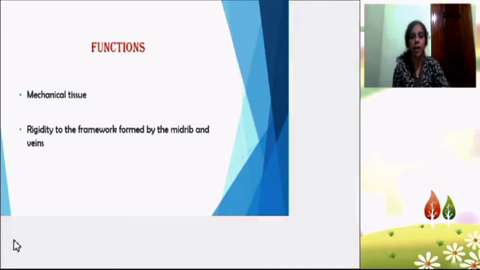Functions of collenchyma. Since it gives mechanical support to the plants, it is called a mechanical tissue. It also gives rigidity to the plants and it forms a framework for the leaves, because these collenchyma cells will be found on either side of the midrib in the leaves of the plants.